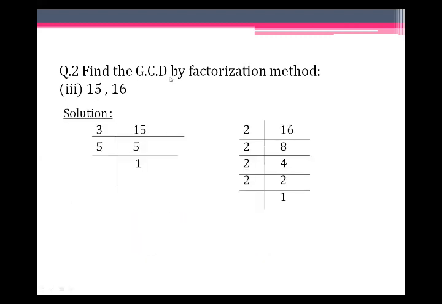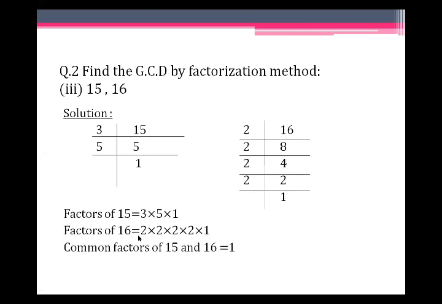Now is there another question from the same exercise, find the GCD by factorization method. Here we have 15 and 16. Now here we divide 15 by 3. So we know that 3 5s are 15 and 5 1s are 5. Second number is 16. 16 is divided by 2, so we get 8. 8 is divided by 2, so we get 4. 4 is divided by 2, so we get 2. 2 1s are 2. So these are the factors of these numbers, and we write the factors of 15 as 3 multiplied by 5 multiplied by 1. And the factors of 16 are 2 multiplied by 2 multiplied by 2 multiplied by 2 multiplied by 1. So there is only 1 common factor of 15 and 16. So the greatest common factor GCF is equal to 1.